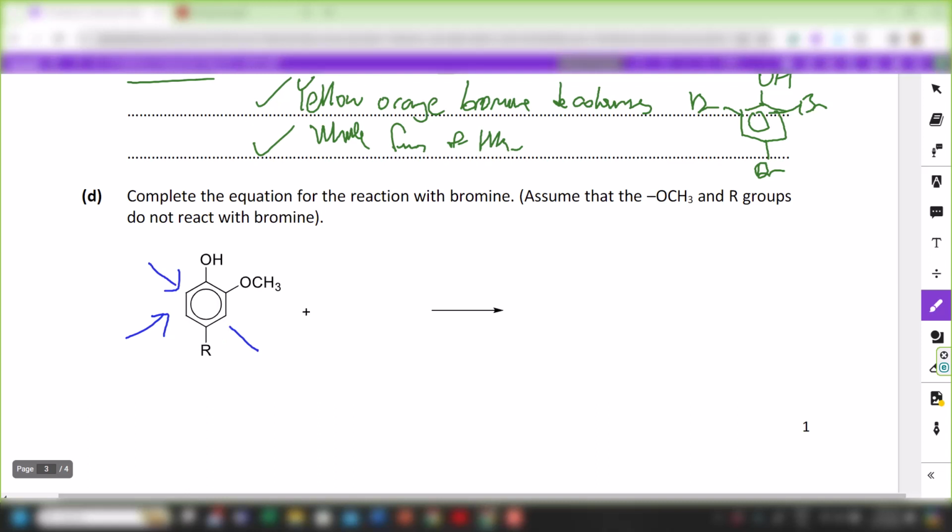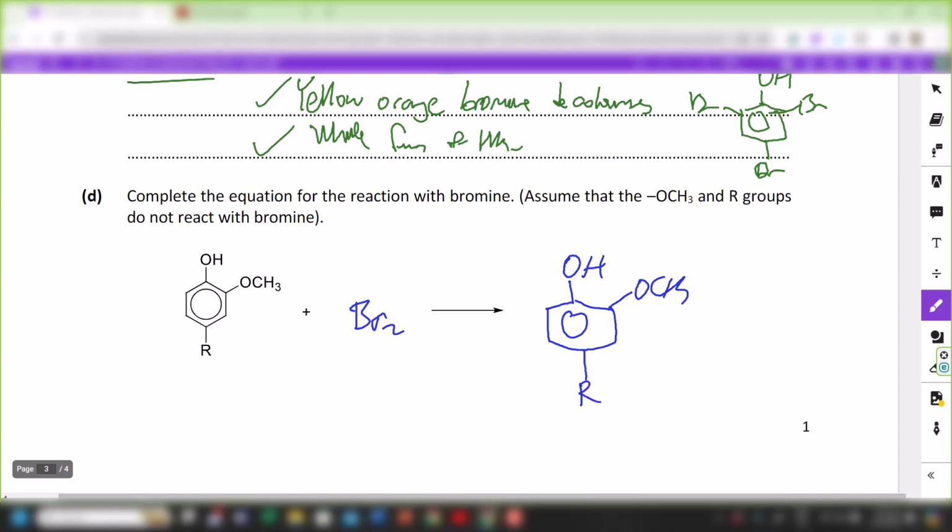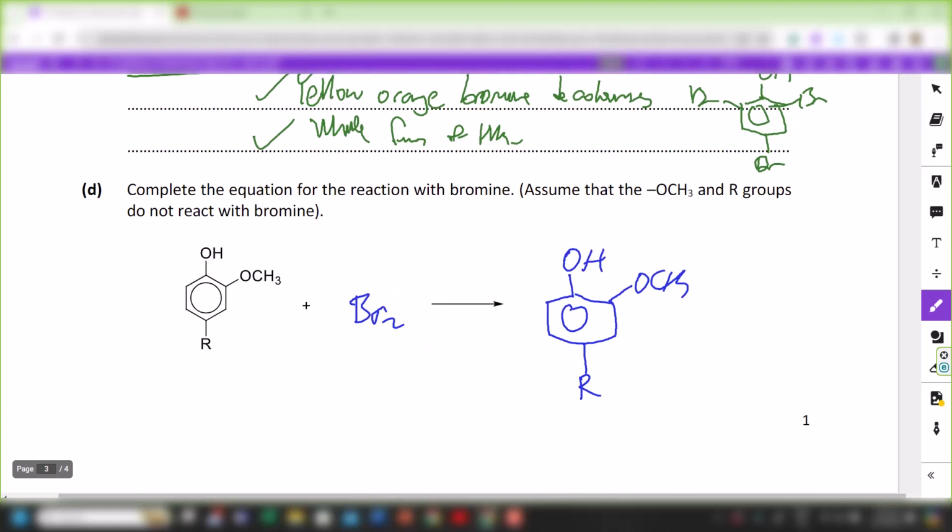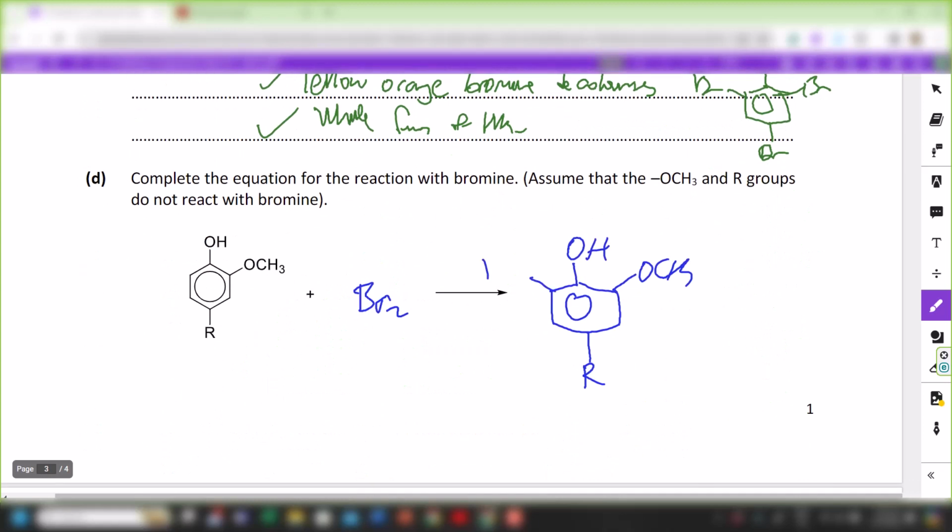But if we are just looking at mono substitution because of steric hindrance, then I'm just going to write in one bromine molecule, over here, and OH. I'm just going to put in the same positions as what we had earlier on for the nitro group. So I'm just going to put the Br here, and then over here is not H2 gas.